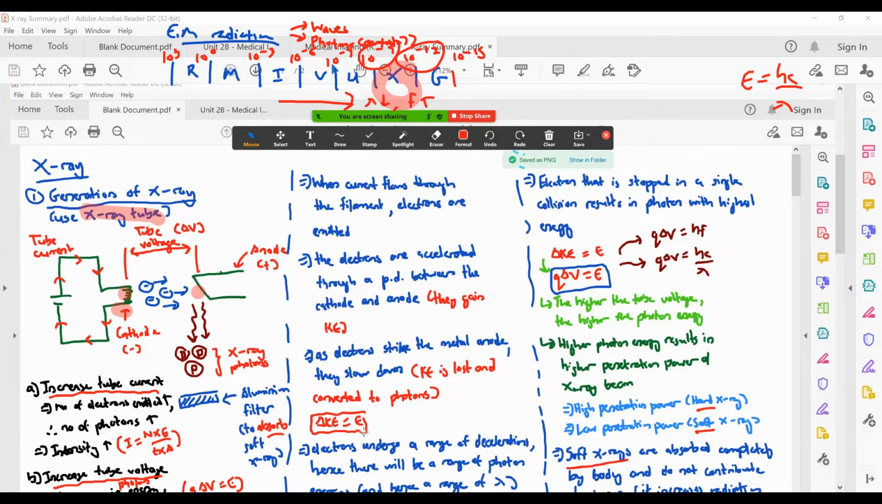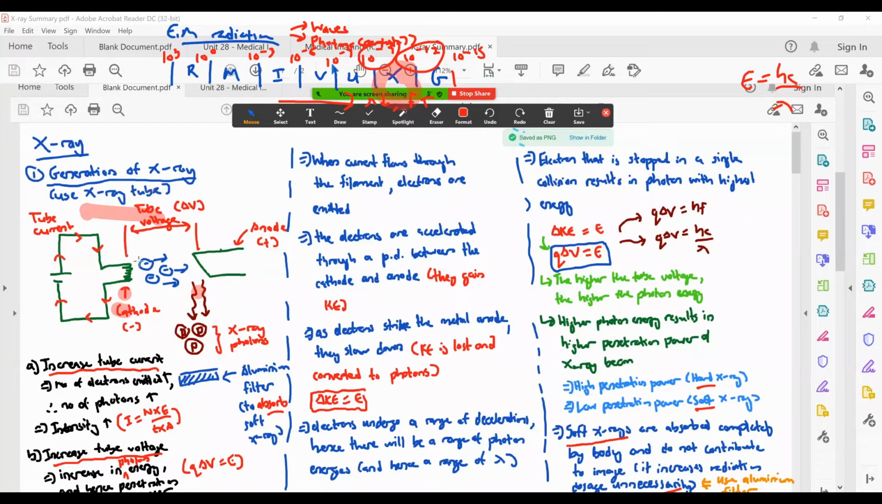Okay, now when your electrons hit the anode and slow down, they won't all slow down by the same amount. Some of them will slow down a lot, some of them will slow down a little, some of them will stop completely upon hitting the anode. So we'll say here that the electrons actually undergo a range of decelerations. So when you undergo a range of decelerations, you will have a range of kinetic energy loss. Hence, you will have a range of photon energies emitted, and hence a range of wavelengths. As I mentioned to you, whatever range of energy and wavelengths you have here will tend to correspond to that of X-rays.